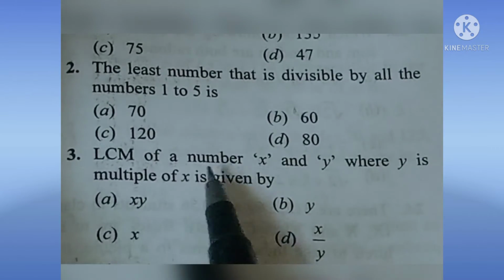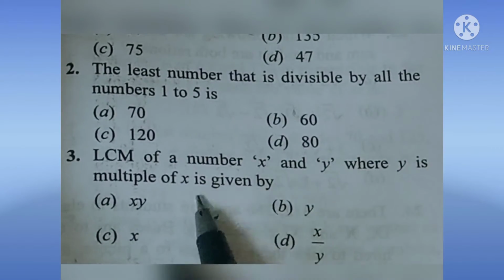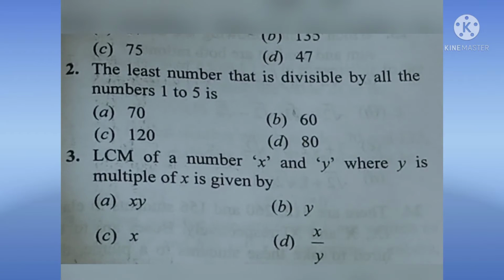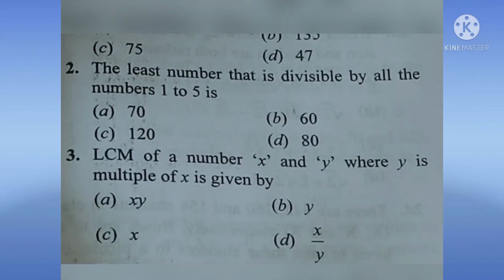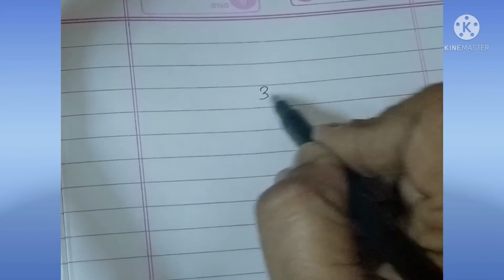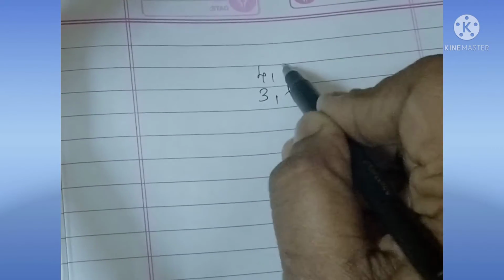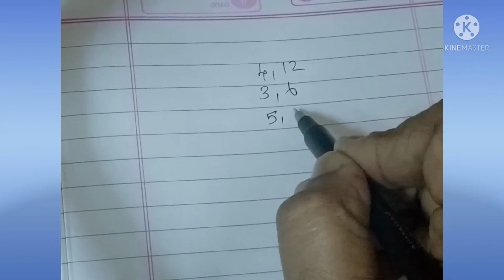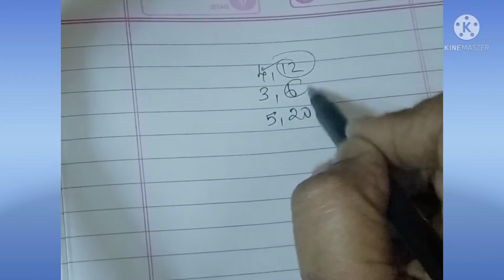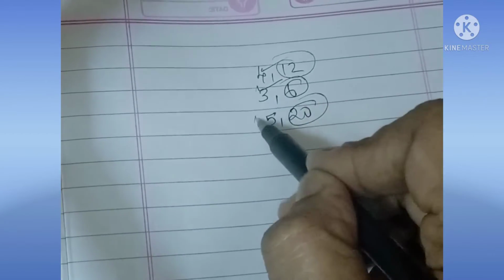Then the next one: the LCM of numbers x and y, where y is a multiple of x, is given by... For example, we can do this and after that we will explain the answer. Let's consider the numbers 3, 6, 4, 12, 5, 20 like that. Since 12 is a multiple of 4, 6 is a multiple of 3, 20 is a multiple of 5.